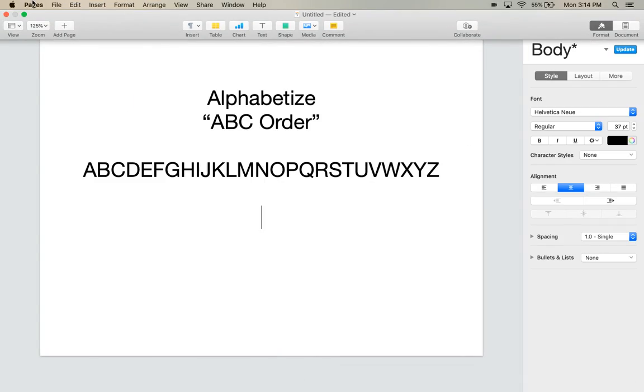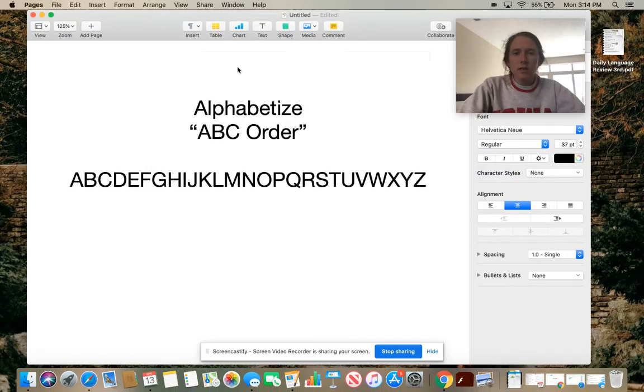So alphabetizing is putting things in order like they would be in a dictionary or in an encyclopedia, and that's putting them in order based on the letters in the word. And of course, we've already done this many times this year, but it's good to review it because sometimes we forget. So what I did is I typed out the whole alphabet in front of me.